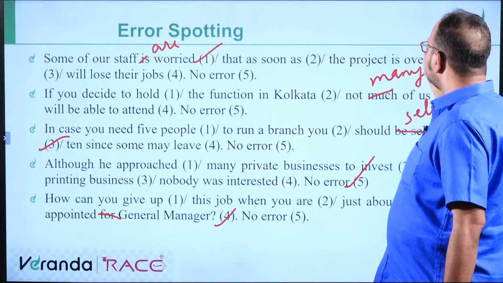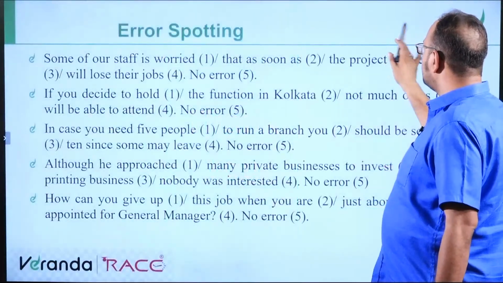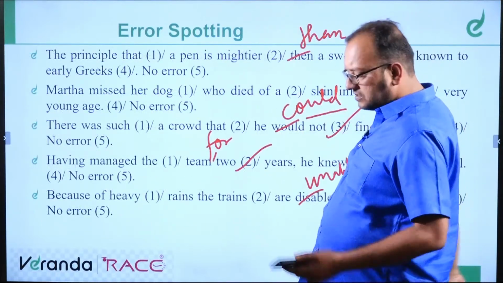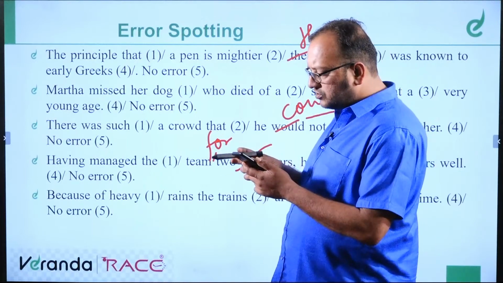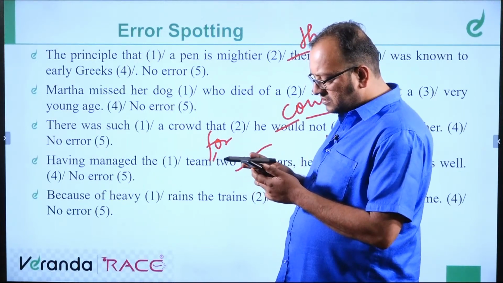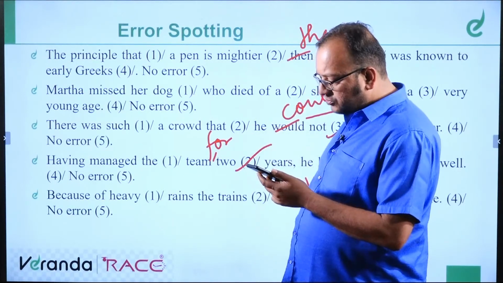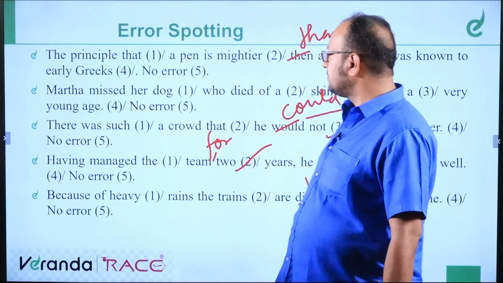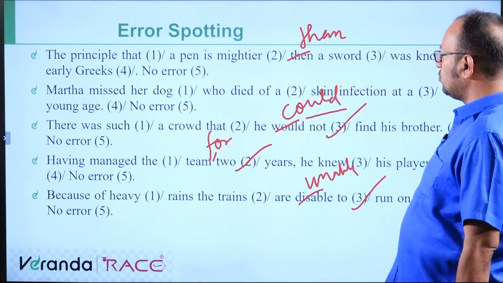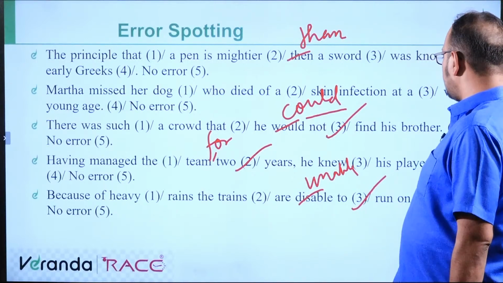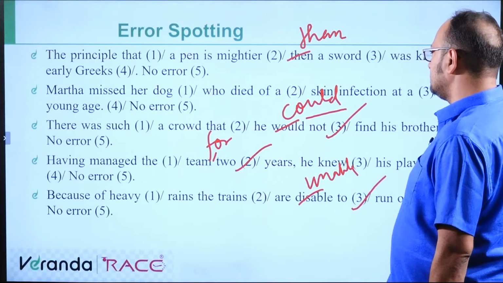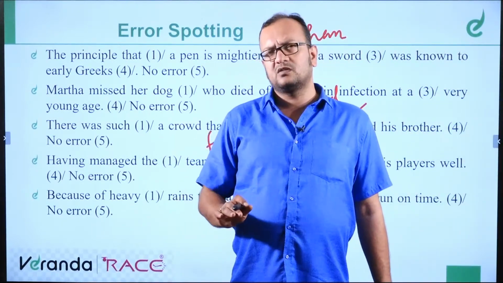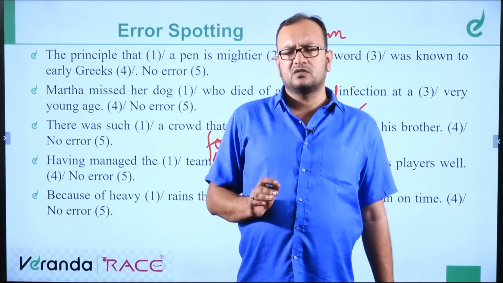Fine. Moving ahead. Before we say thank you to you, let's go back to the questions which were to be discussed by us. Somebody said, for pet animals we can use who? Martha missed her dog who died of a skin infection at a very young age. I have a pet dog who disturbs me a lot. I have a pet dog that disturbs me a lot.